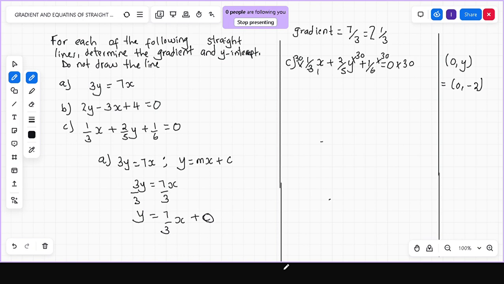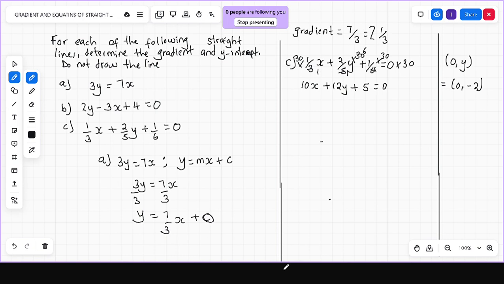So 30 divided by 3 is 10, so you got 10x, plus 30 divided by 5 is 6, 6 by 2 is 12, 12y, plus 30 divided by 6 is 5, 5, equal to 0.